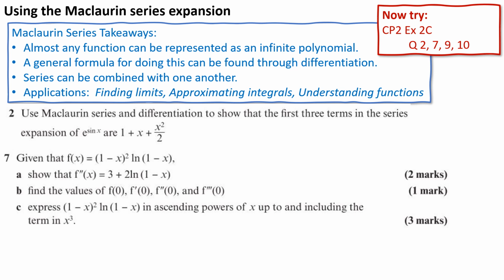Once you've done that, it's asking you to express the function f of x in ascending powers of x up to and including the term in x cubed. That's just another way of saying give me the Maclaurin series expansion. So using your derivatives evaluated at 0, sub in to the formula from the formula book.